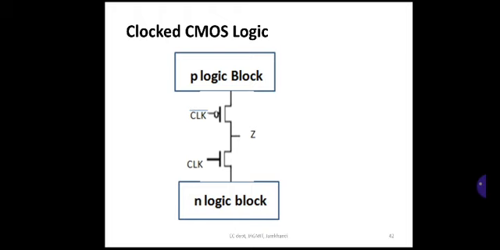So, as you can observe from the block diagram, the number of transistors increases to 2n plus 2. That is, n transistors are required for the P logic block, another n transistors are required for the N logic block, so 2n, then 2 more transistors are required for clock pulses. So 2n plus 2 transistors are required here.